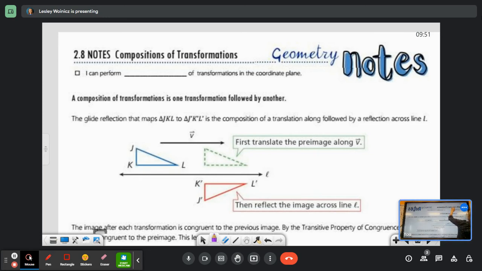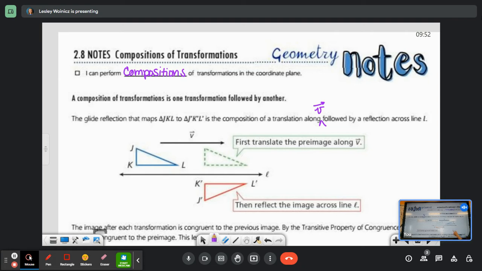Okay, guys, we're going to make compositions of transformations today. Basically a composition is just one transformation followed by another. Now here we have an example of a glide reflection. It's mapping the triangle JKL onto triangle J prime, K prime, L prime, and it is the composition of first a translation along vector V, followed by a reflection across line L.